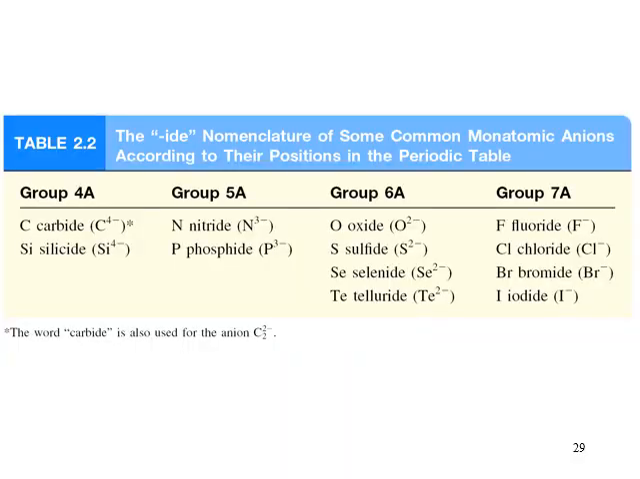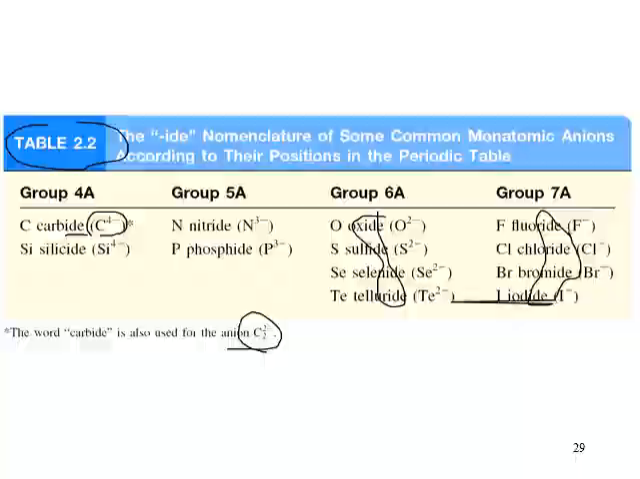As far as this -ide ending, this table out of your textbook is just showing you where the -ide shows up. Carbide is the C4 negative. It's also used for this anion. I'm not sure why, but it was a traditional name. And this C2 2 negative is also called carbide. Nitride and phosphide. Anyway, here are all the -ide endings on these individual monoatomic anions.